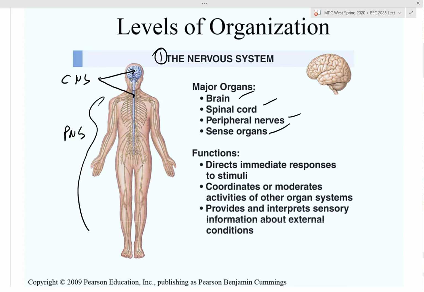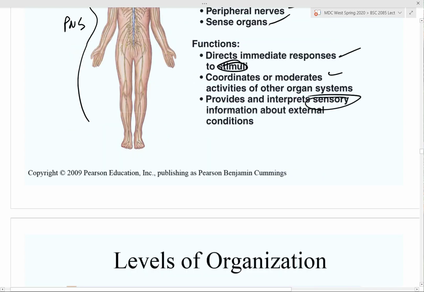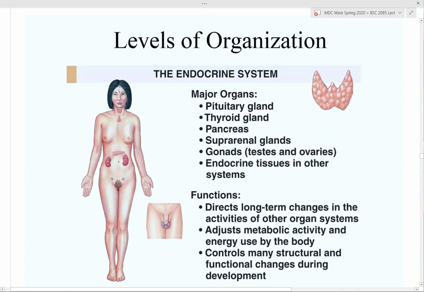All right, so it directs immediate responses to every single stimulus. So again, to the environment that is changing, it coordinates and moderates activities of not only one, but every single system. It provides and interprets all sensory information out of the external conditions. So that's what allows you to know where you are, what you are, who you are, and what you would be. What sense is the one that the brain remembers the most? The brain remembers the most? Yeah, what sense?